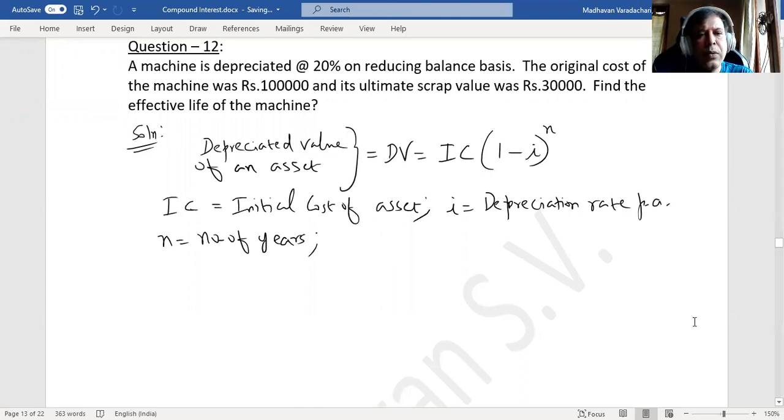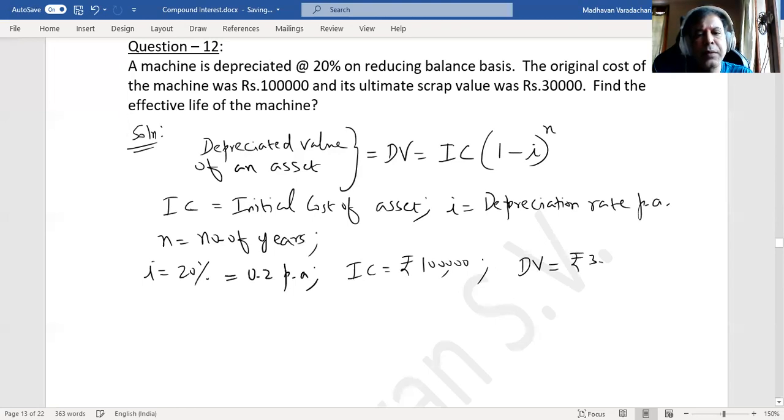Okay. Now, a machine is depreciated at 20% on reducing balance. So here I is given as 20% or 0.2 per annum. On reducing balance basis means every time it is calculated, the depreciation is calculated on the reduced value of the asset. The original cost is nothing but your initial cost, that is given as 1 lakh in the question, and its ultimate scrap value. Scrap value is nothing but your depreciated value, that is given as 30,000.